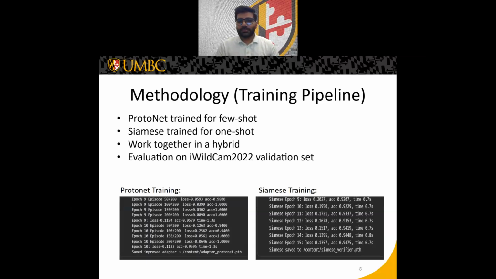So now we come to the model training part. ProtoNet was trained for few-shot learning. As you can see, we ran 10 epochs, and we achieved an accuracy of 95.95% and a loss of 0.11%. And for the CMEs training, we ran 15 epochs and achieved an accuracy of 94.75%, and the loss was 13%. The evaluation was also done on the iWildCam 2022 validation dataset, and they all work together in a hybrid approach. So from here, my teammate Marco will continue.